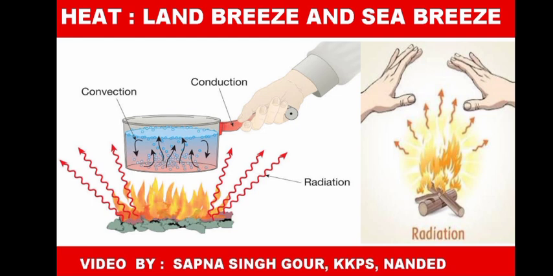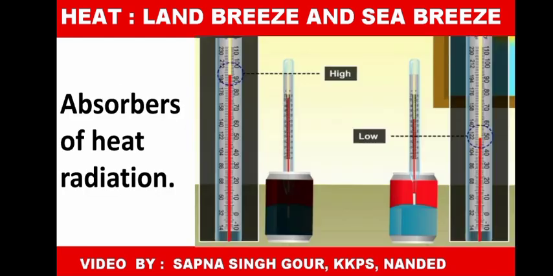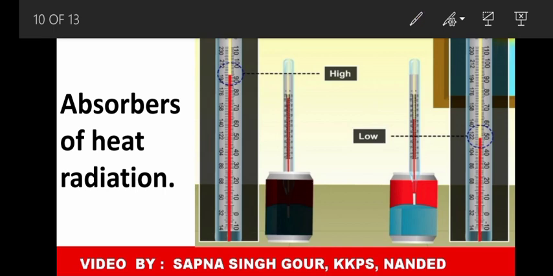Absorbers of heat radiation. The amount of heat which an object can absorb by radiation depends on the color of the object. On what does it depend? It depends on the color of the object. Objects having dark colors absorb more heat radiation than objects having light colors. Let us see one activity.